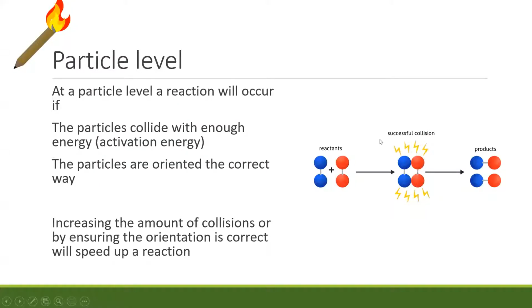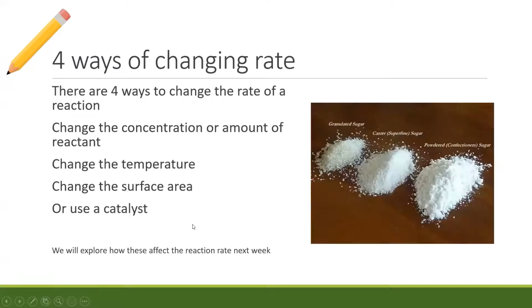Now, at a particle level, when we look at things, we want to know if you've got enough activation energy for them to break the bonds between them, and also are they orientated the right way? Because if they weren't orientated the right way, they wouldn't actually react. So the main thing is that increasing the number of collisions or ensuring the orientation is correct will speed up a reaction. And that's exactly what I'm about to re-explain to you guys.